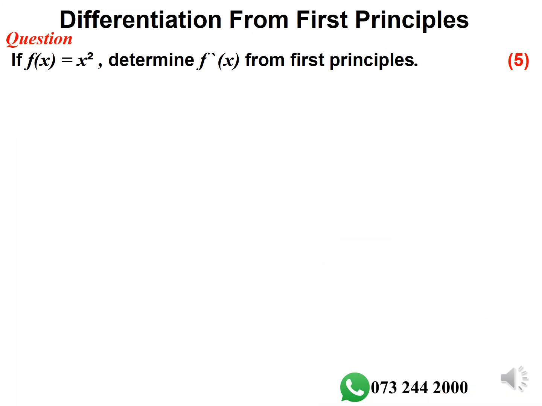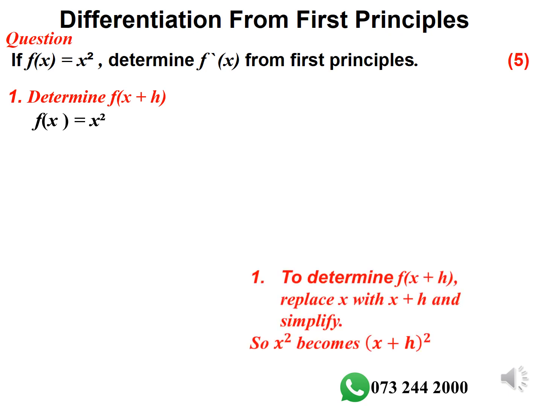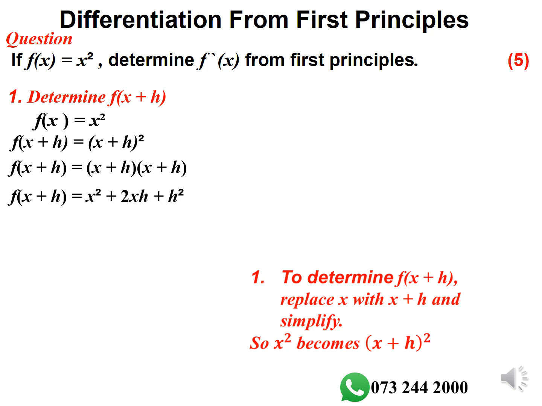Let's say we want to differentiate f of x is equal to x squared. So if I do it in parts, I start my calculation by determining f of x plus h. That means we are replacing x with x plus h. So x squared becomes x plus h squared, which needs to be simplified using the FOIL method. That will give us x squared plus 2xh plus h squared.